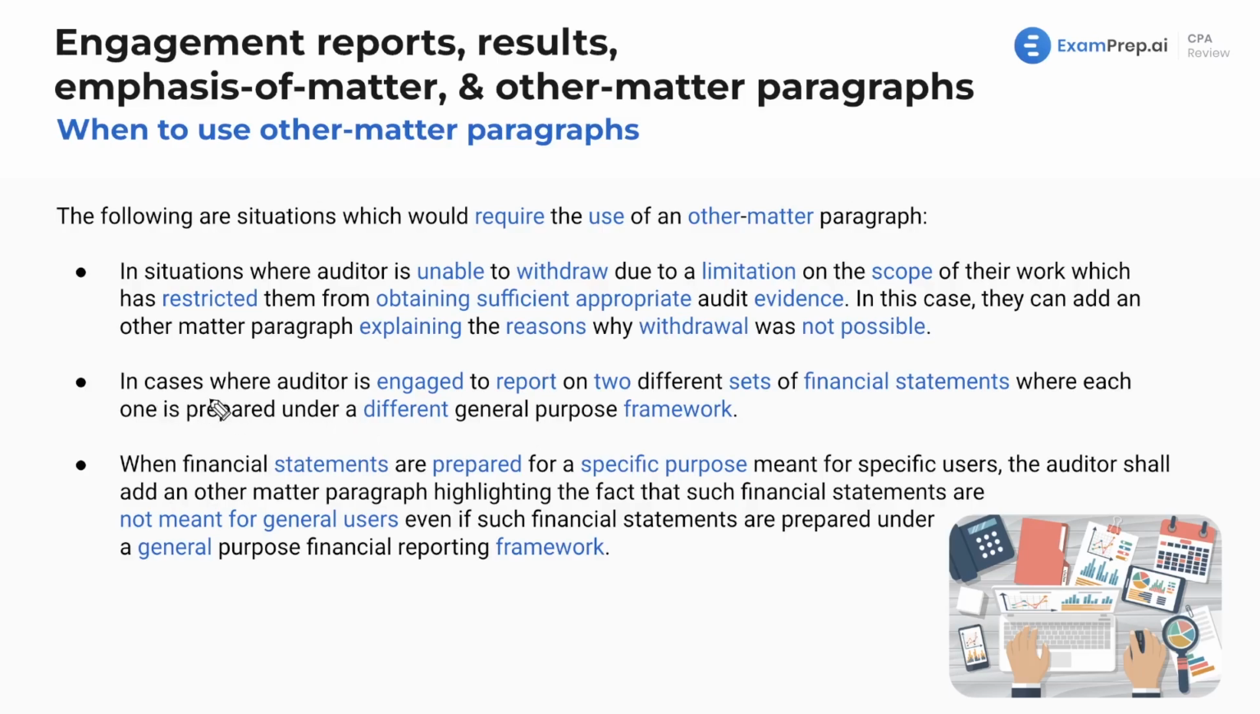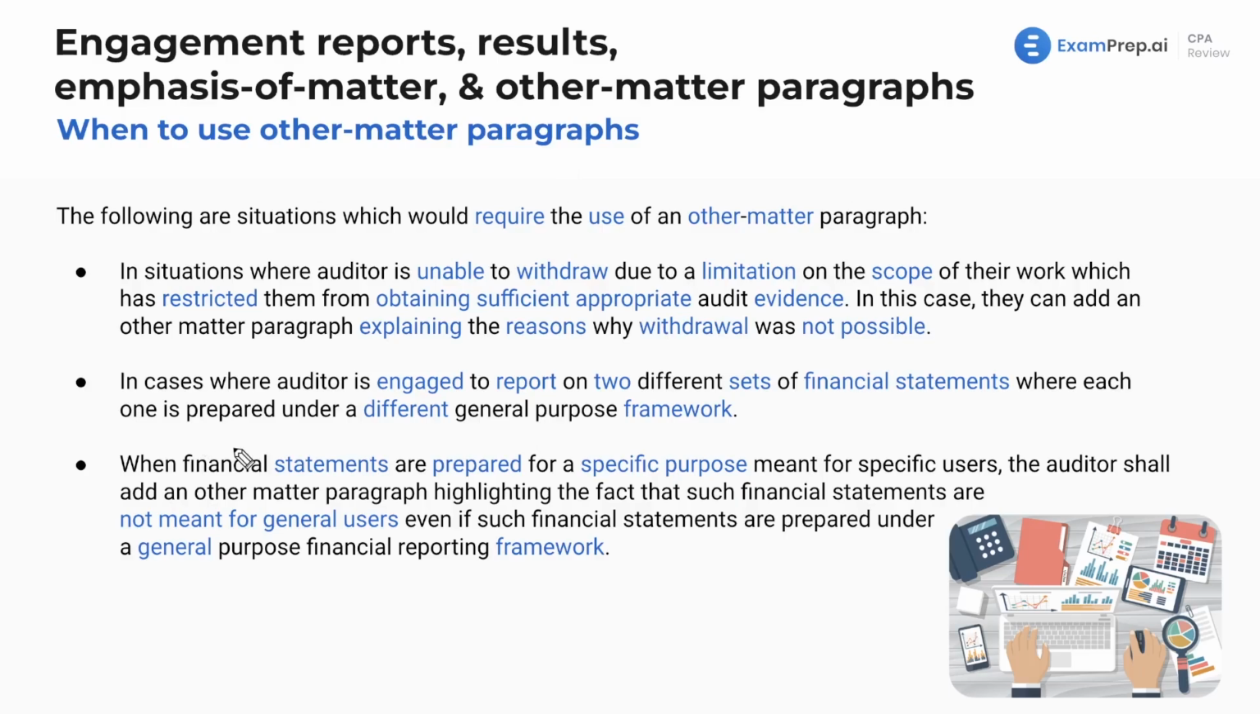You're also going to use it in cases where the auditor is engaged to report on two different sets of financial statements, where each one is prepared under a different general purpose framework. So it's going to be hard for you to emphasize something in that case because it's two separate sets of financial statements, so you're just going to create an other matter paragraph.